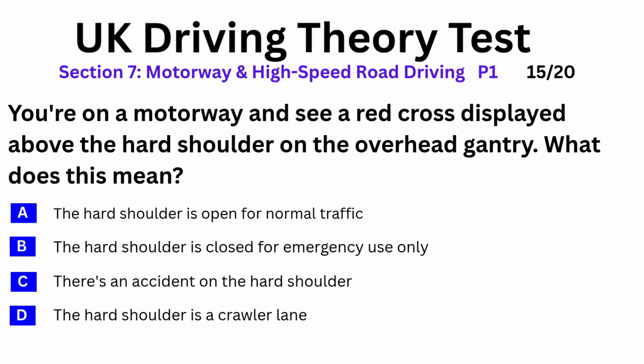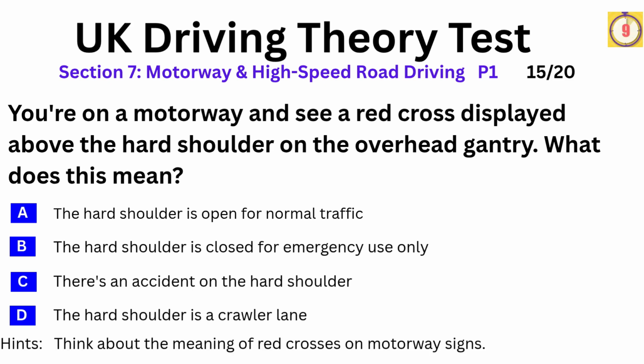You're on a motorway and see a red cross displayed above the hard shoulder on the overhead gantry. What does this mean? Correct answer is B, the hard shoulder is closed for emergency use only.